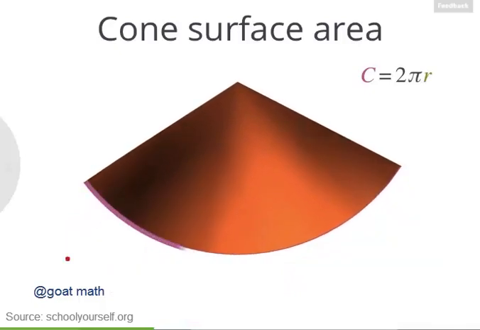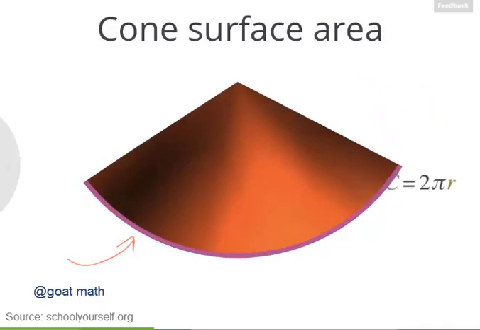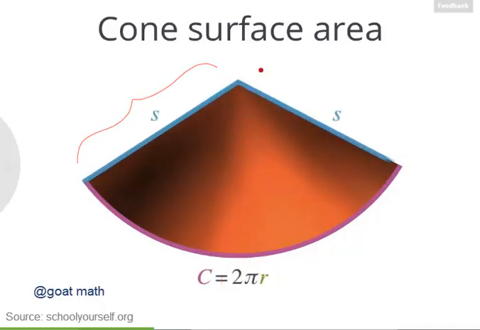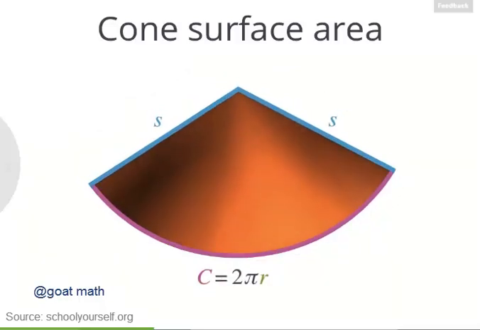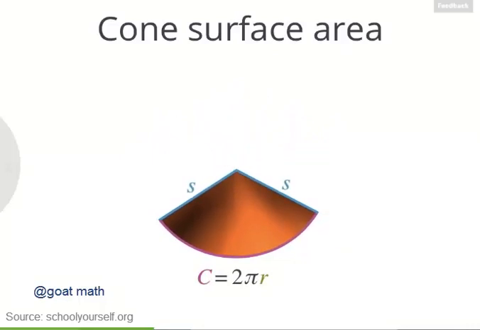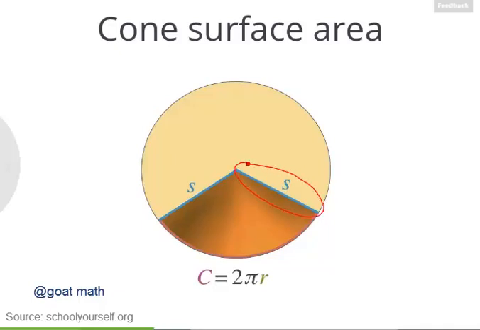Now you already calculated the length of this arc around the edge of the surface. It's the circumference of the cone's base, which you found was 2 pi r. And these sides, over here and over here, both have length s. They represent the slant height of our cone. Let's zoom out a little bit. As you can see, our flattened lateral surface is part of a larger circle whose radius is s.